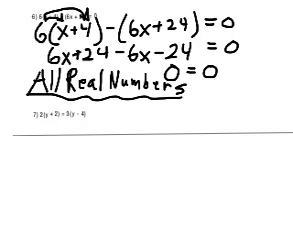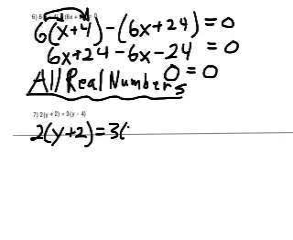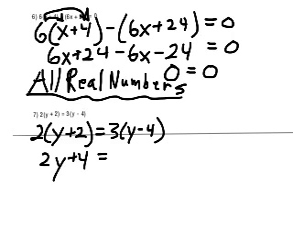Okay, let's do the second equation. It's 2 times (y plus 2) equals 3 times (y minus 4). Okay, so we're going to do the distributions on both sides first. 2 times (y plus 2) equals 3 times (y minus 4). Okay, so we have 2y plus 4 equals 3y minus 12. Okay, so I'm going to add a negative 2y to both sides.